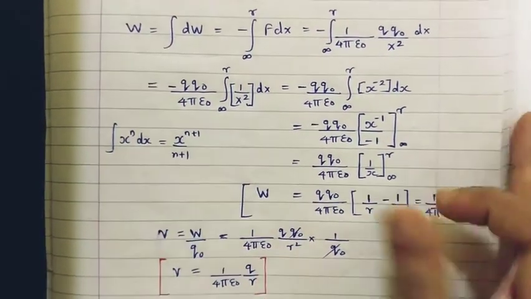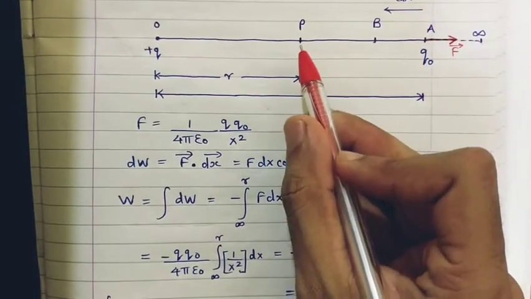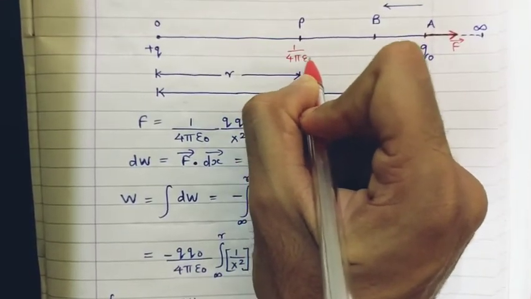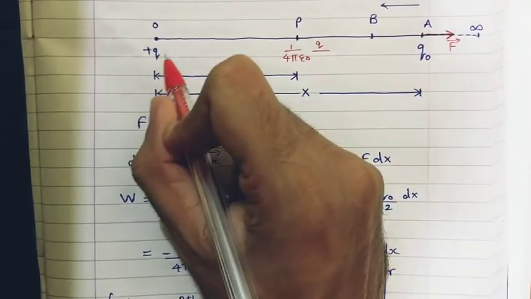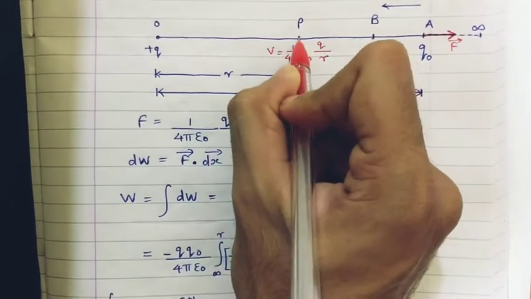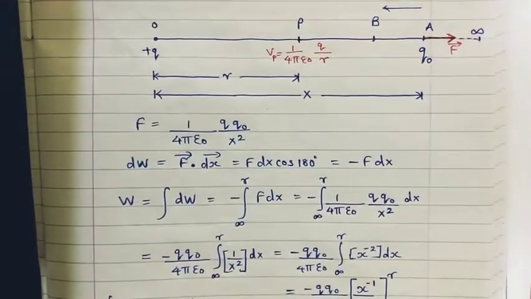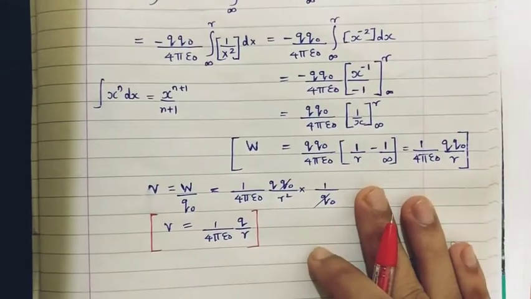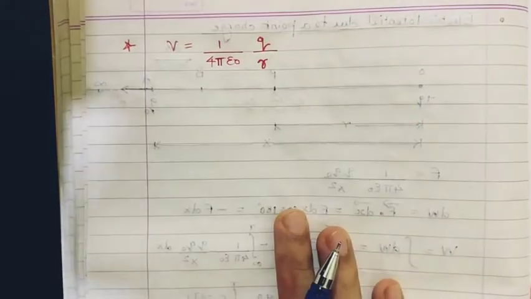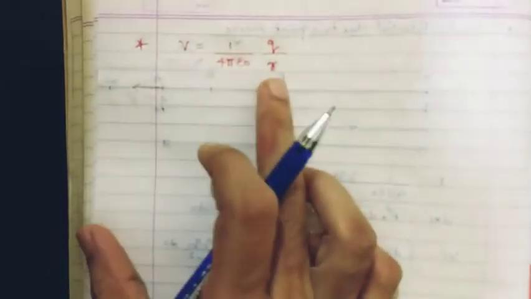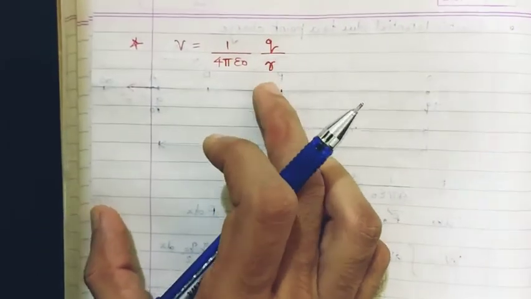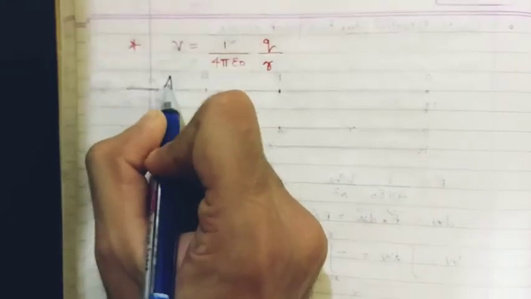Okay, so potential at this point P is going to be 1 upon 4 pi epsilon naught Q, that is the charge which is producing that potential, divided by r. This is going to be potential at point P. Okay, this is the final expression here. So we need to note a few things over here. So this is the main expression we got, that is potential at a point is 1 upon 4 pi epsilon naught Q upon r. So let's see the analysis part of it.